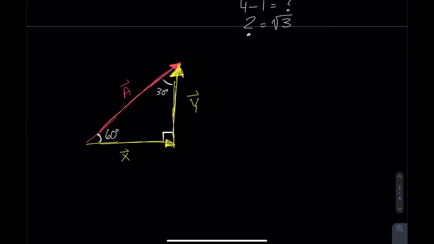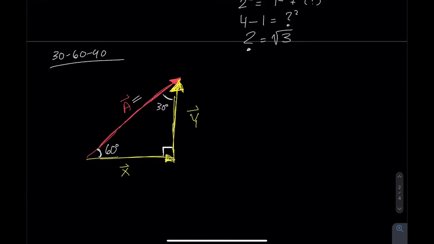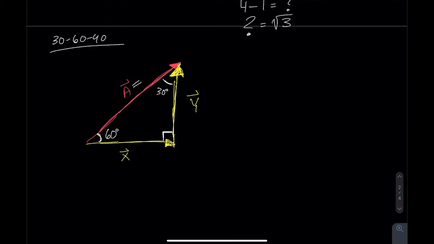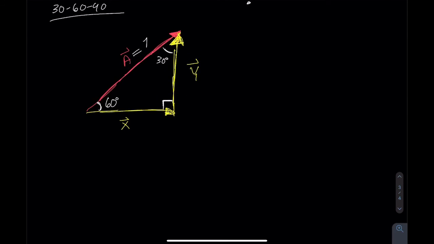So we know that just by these words, we know it's a 30, 60, 90 triangle. So we know this is a special triangle, meaning we know what the side lengths are. And let's say that vector A has a magnitude, just to keep it simple, of 1, just to show you guys how we can use a problem like this to find special angles.